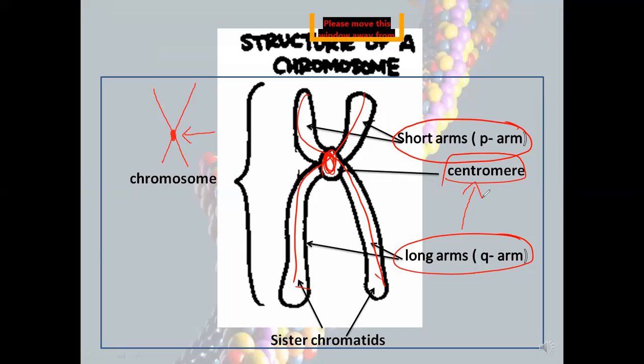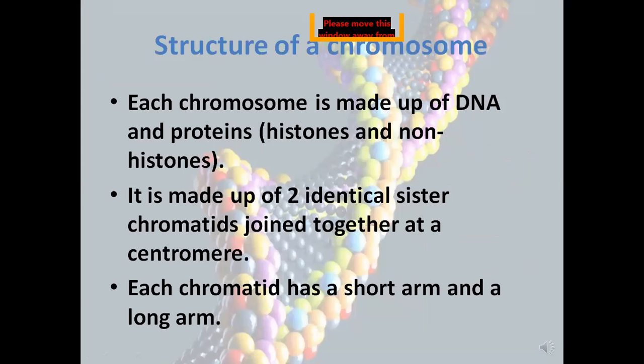And here we have something called the short arm. This is the short part. It's called the short arm, or the P arm, and the long arm, which is called the Q arm. So this is the structure of the chromosome. We have to know it. It has a centromere, which is the attachment site of the two sister chromatids. And also we have the long arm, which is called the Q arm, and the short arm, which is called the P arm.